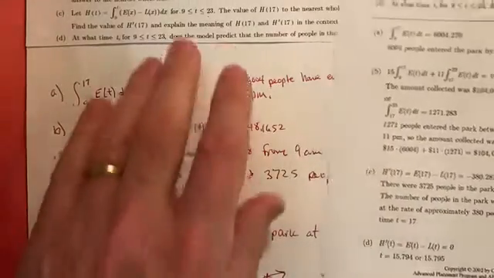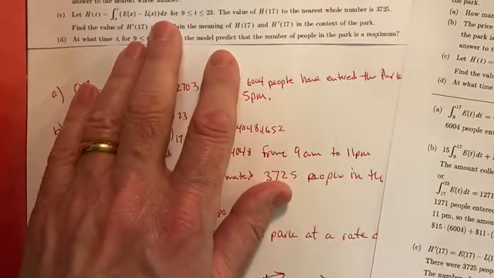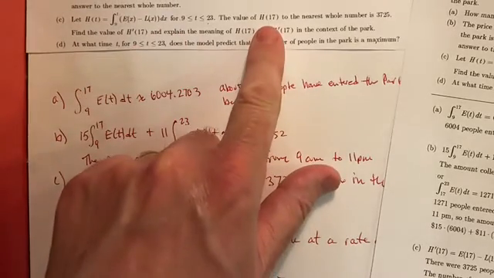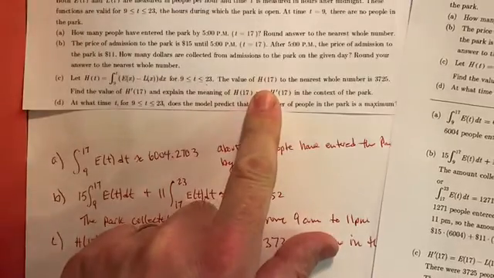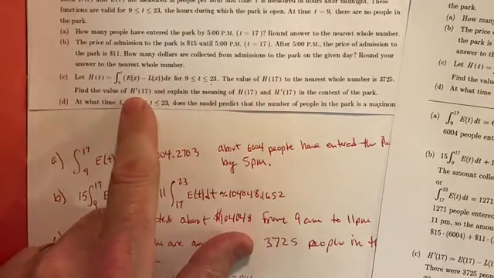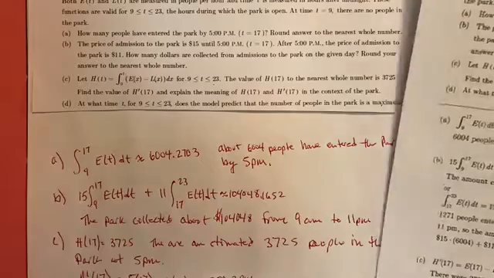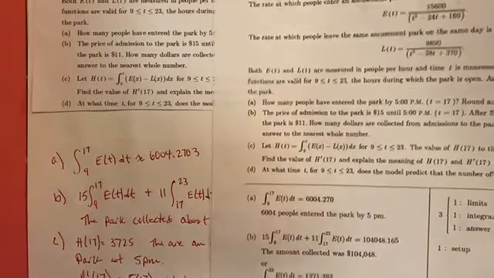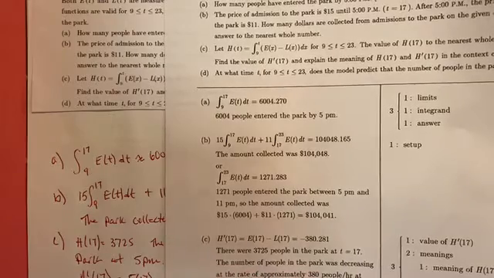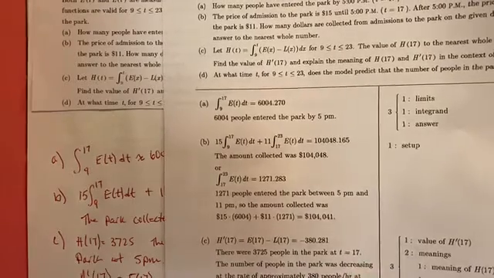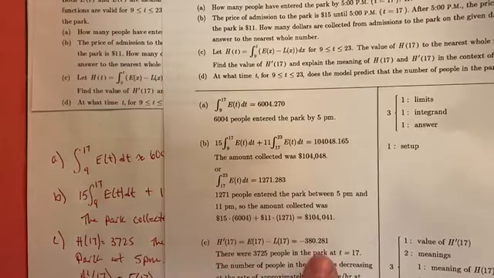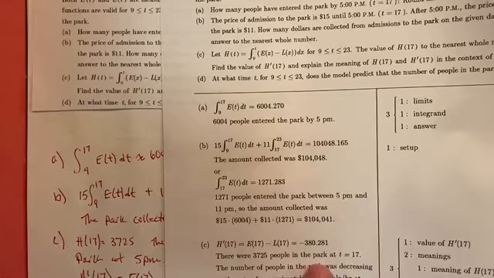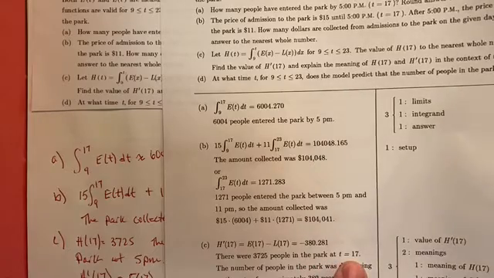Okay, so anyway, C, we needed to find the meaning of H of 17 and find H prime of 17 and the meaning. And H of 17 is, right here, the number of people in the park. No. H of 17, where is that? Oh, there were 3725 people in the park at time equals 17. That's H of 17.